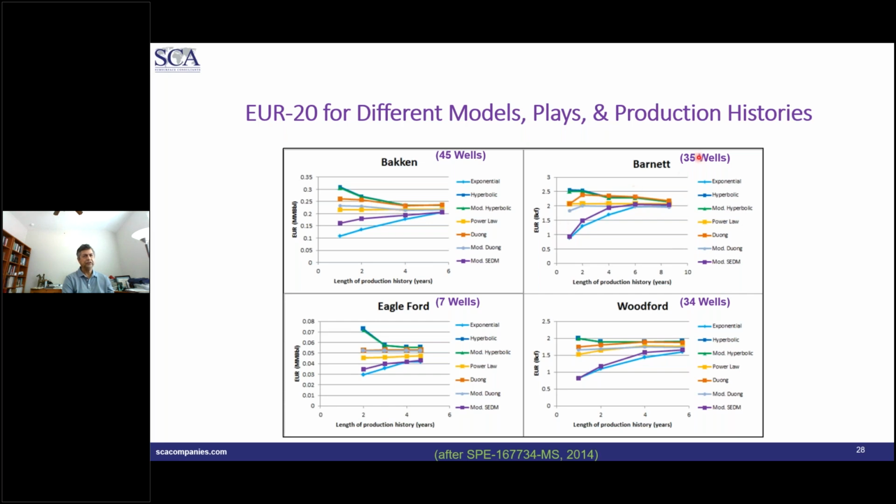And this trend is consistent in all the plays, whether it's gas or oil or gas condensate, what have you. But the good news is as time progresses, they all tend to converge, depending on where you are. Barnett and Bakken are in good shape, but in Eagle Ford there is a big uncertainty. But then you have to look at the y-axis.